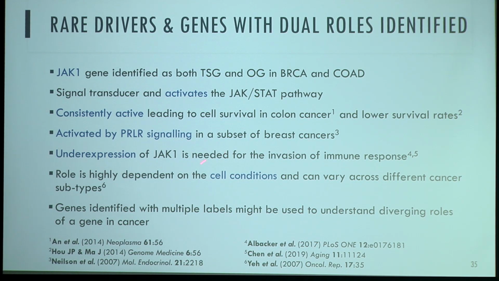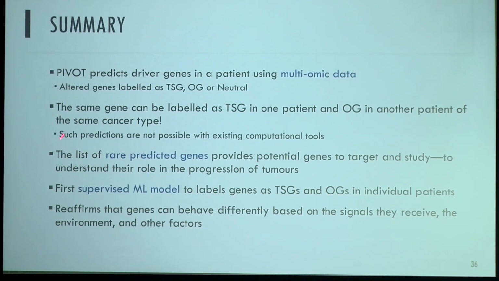And this is something that we were able to pull out by doing a more unbiased study, not focusing on just the DNA mutations, integrating multi-omic data, and also not focusing on the background mutation rates and so on. So to summarize, PIVOT predicts driver genes in a single patient using multi-omic data, and the altered genes are labeled as tumor suppressors or oncogenes or neutral. And the very same gene can be labeled as TSG in one patient and OG in another patient of even the same cancer type, because all of these predictions are made on a per sample basis.